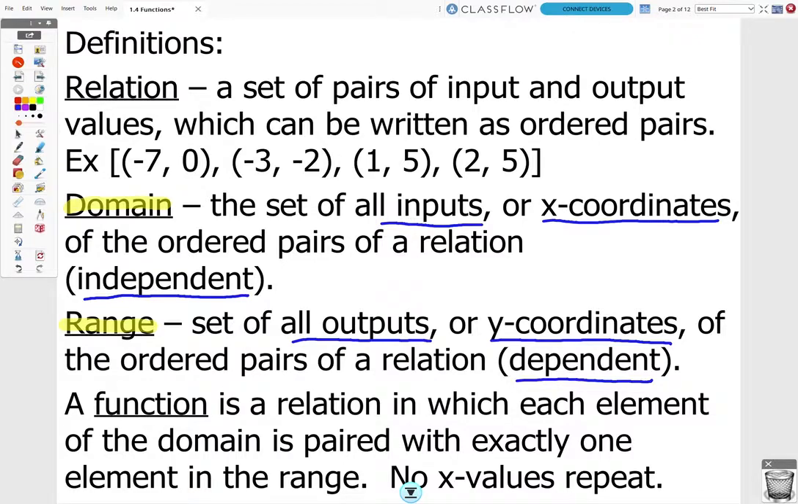And in that case, for it to be a function, it's a relation in which each element of the domain, notice this, the domain, has to be paired up with only one, exactly one, element in the range. That is, the x values themselves are not allowed to repeat in order for it to be a function.